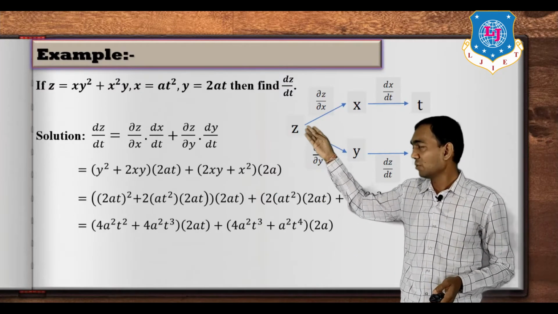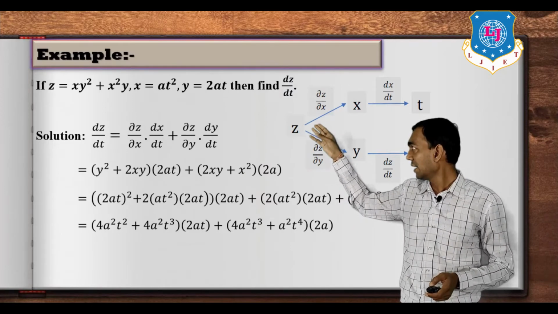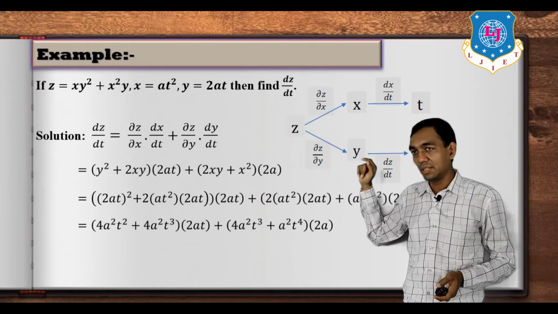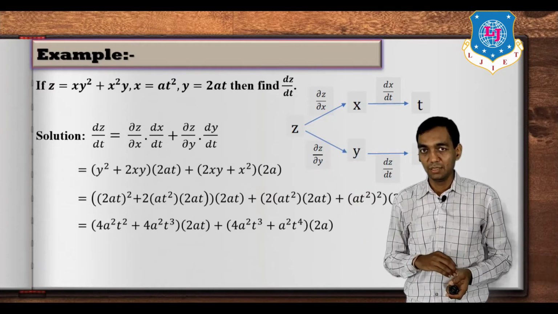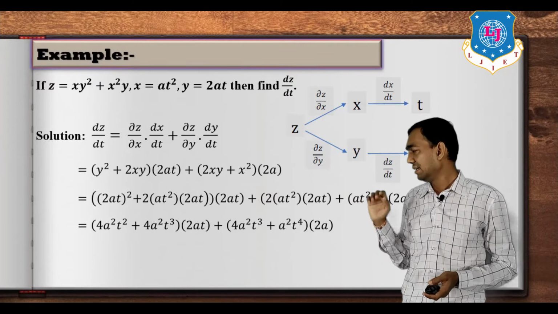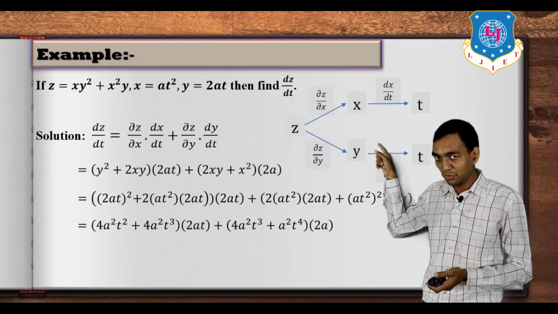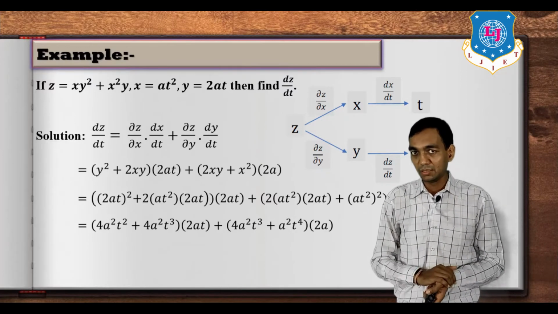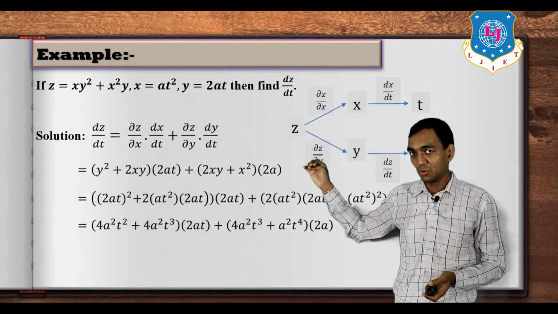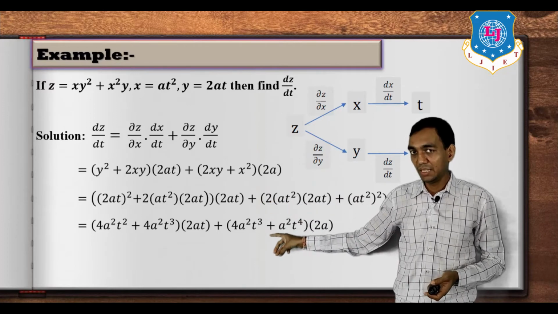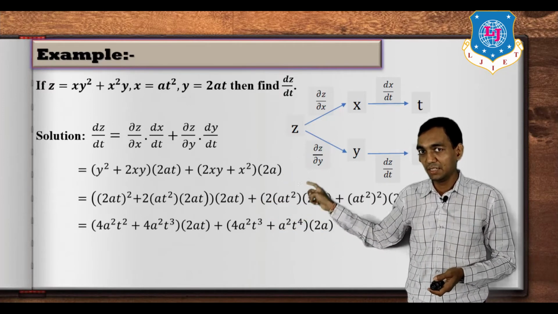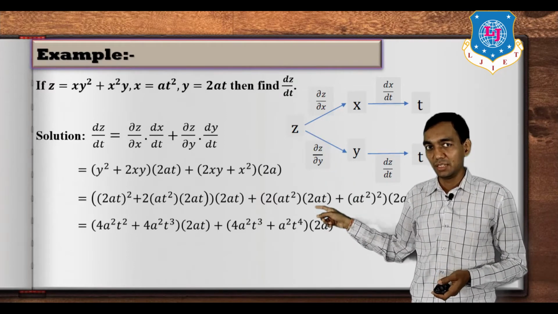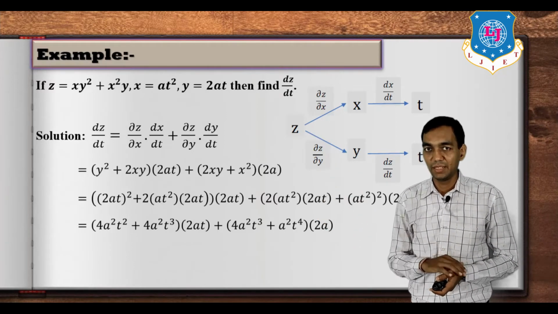Another example we are going to take is: if z is equal to xy square plus x square y, where x is equal to at square and y is equal to 2at, then find dz by dt. Here see, z is a function of 2 variables x and y, and x is a function of t, y is a function of t, correct? So your chain rule will be dz upon dt is equal to del z by del x into dx by dt plus del z by del y into dy by dt.